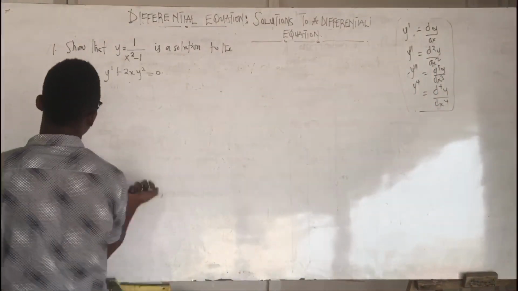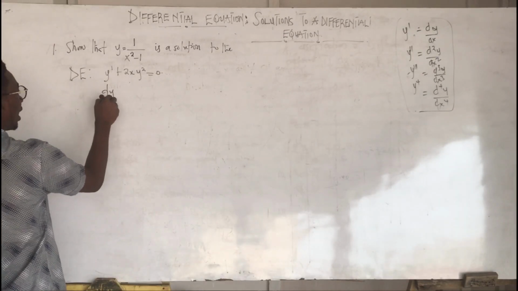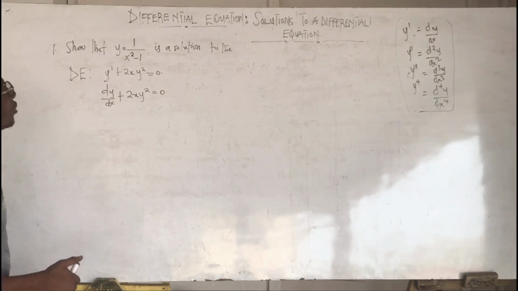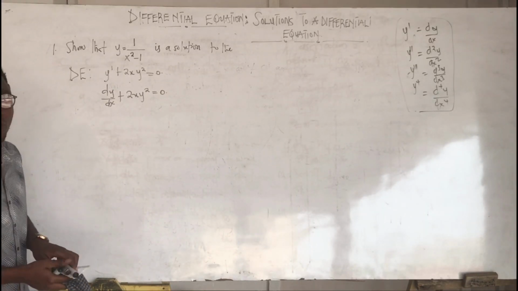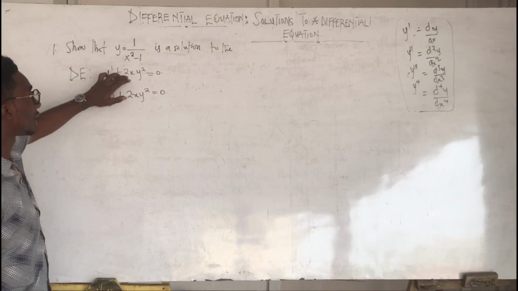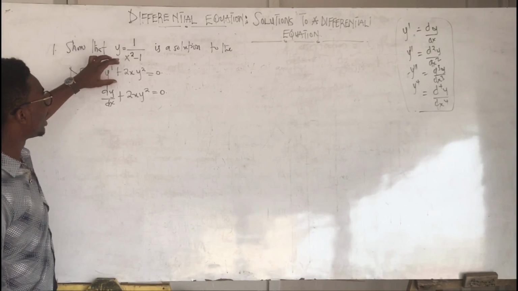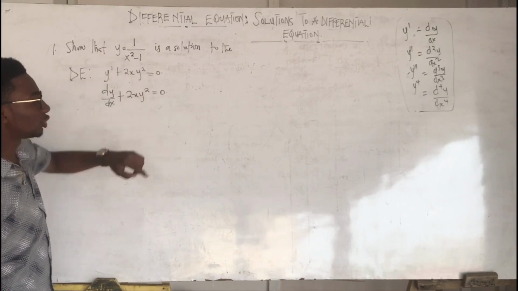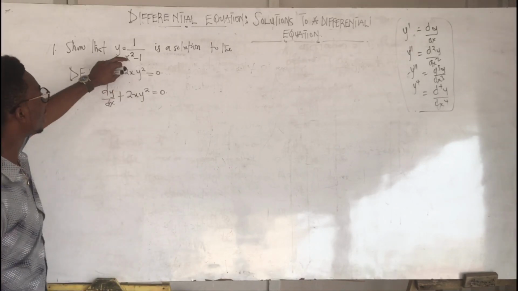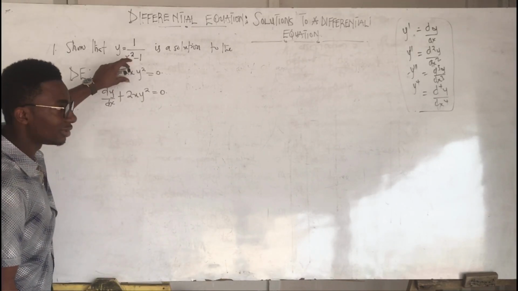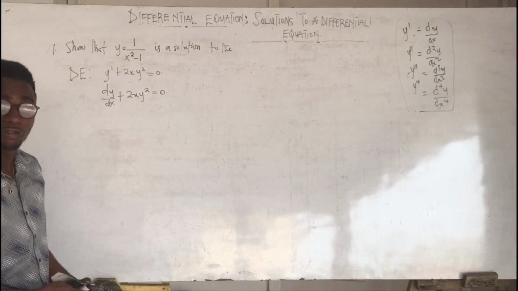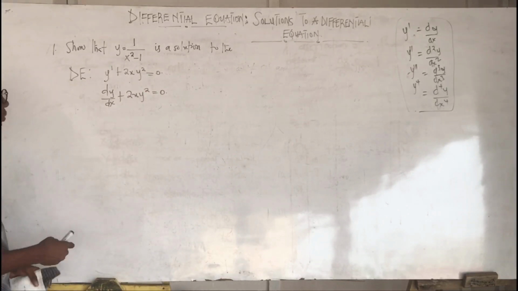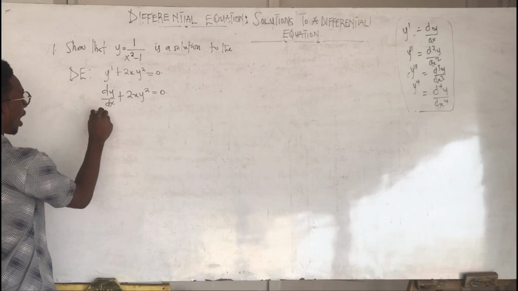Now this equation can still be written as dy/dx plus 2xy squared is equal to 0. The trick to know that this is an actual solution is that when you put this function into this equation, you should get 0. If you get 0, that means this particular y is a solution to this differential equation.